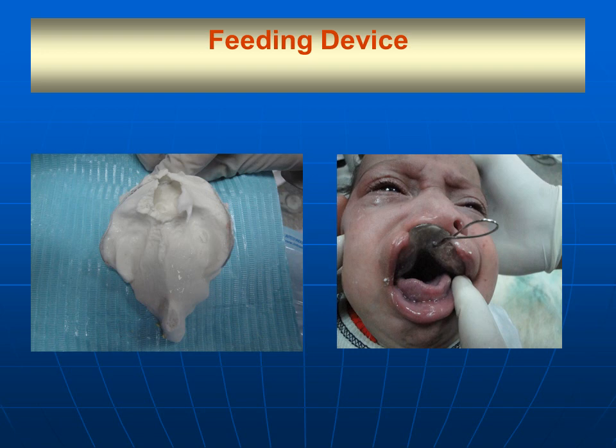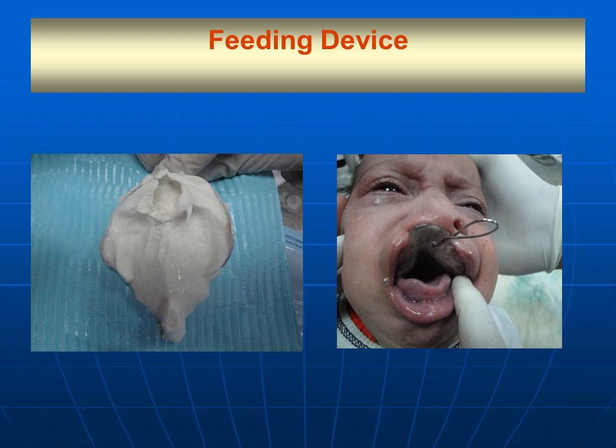In the feeding appliance, we make a metal wire as a handle. The most important part is where to place the metal wire. Do we place it on the left side, or in the middle, or on the right side?